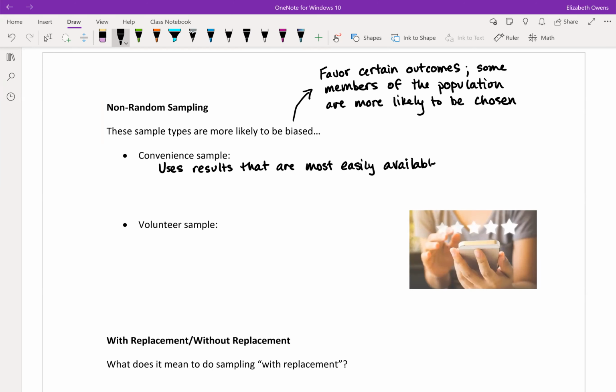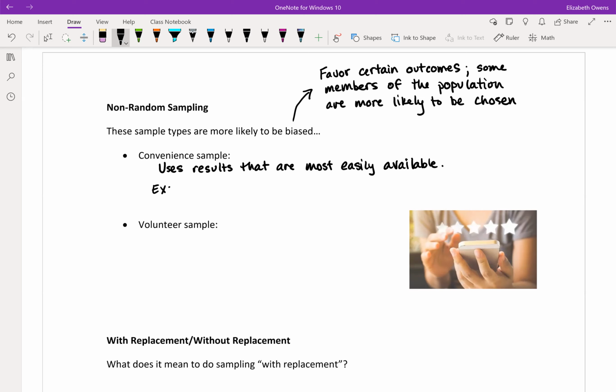Maybe if you had to take a survey for a class or something, you might ask your friends and family. That might lead to some bias within the survey responses if your friends and family tend to be fairly like-minded to one another.